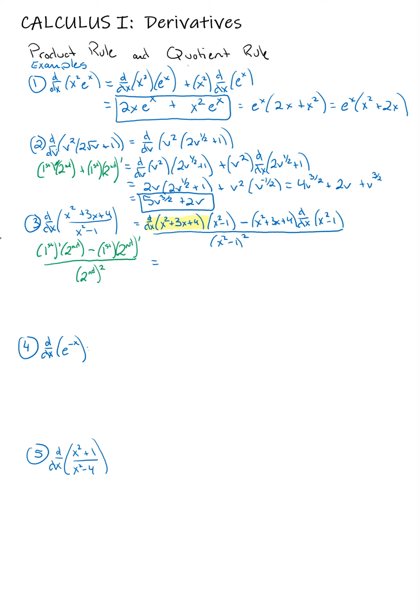So the derivative of x squared plus 3x plus 4 gives us 2x plus 3, and then times x squared minus 1, minus, we have x squared plus 3x plus 4 next, and then we're going to take the derivative of x squared minus 1, which is simply 2x. Now here in the denominator, I'm going to go ahead and leave this x squared minus 1 squared. The reason I'm going to do that is because it's factored in this form, and if I need to reduce it later, I'd rather it be factored than not factored.